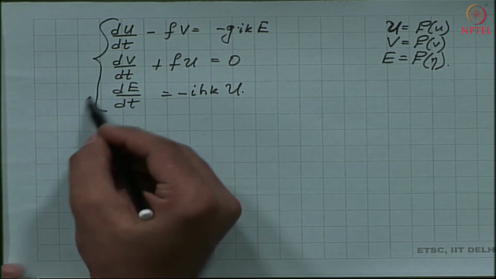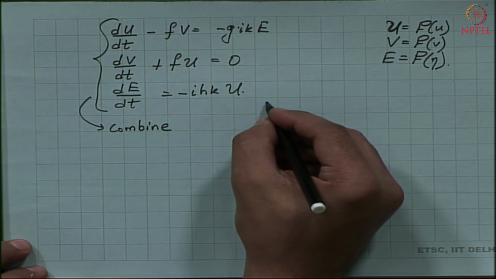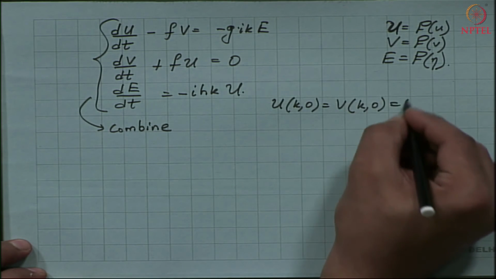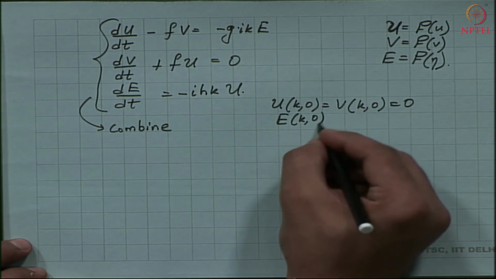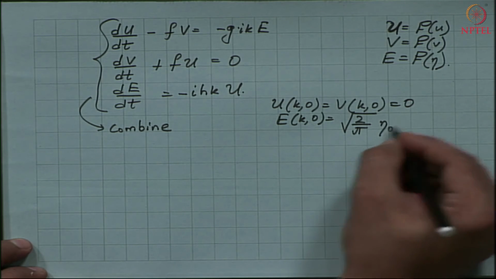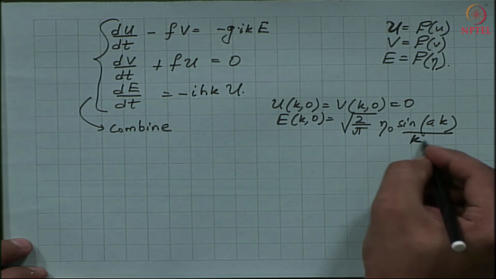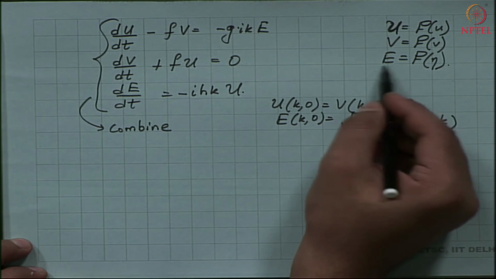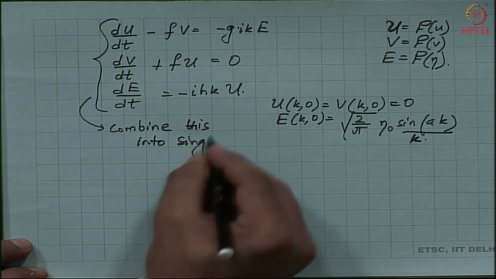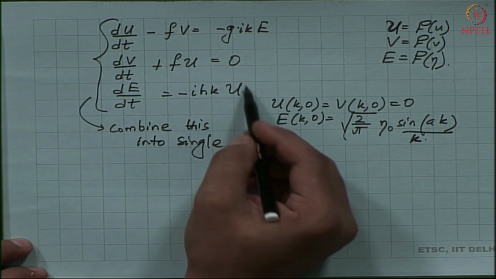So, if I were to combine these three ODEs, notice that this is now an ODE, and the initial conditions of the ODEs are U at k comma 0 is the same as V at k comma 0 is 0, and E at k comma 0 is the following transformed function: 2 by square root of pi, eta naught, sine ak by k. Okay, so we take the Fourier transform of the initial conditions for E, and that is what we get. So, combining this into a single ODE. So, notice that this set of 3 ODEs I can combine. Specifically, I can take the derivative of E, which will be as a function of the derivative of U.